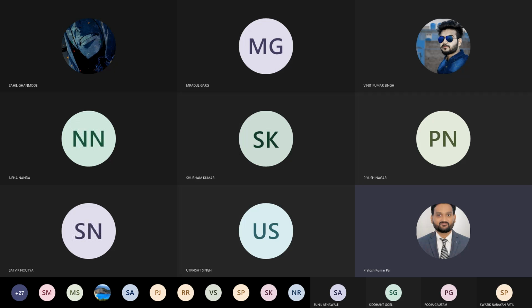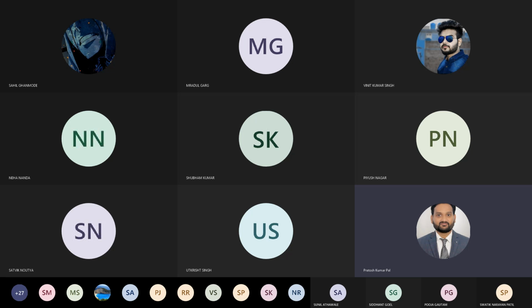So in today's class, we will see the last topic of third unit, that is field effect transistors, FETs as a variable resistor. Here we will see the analysis of FETs.